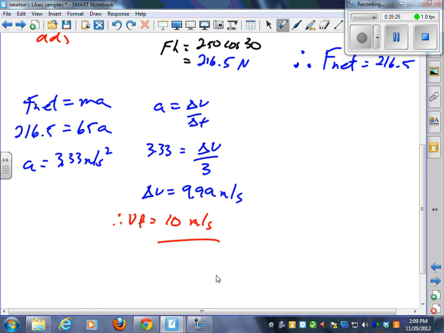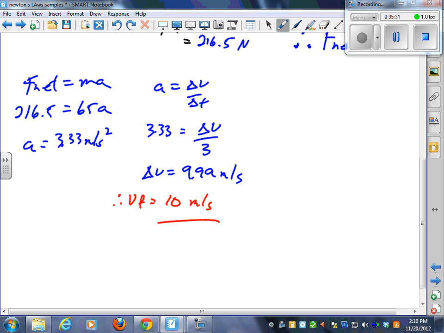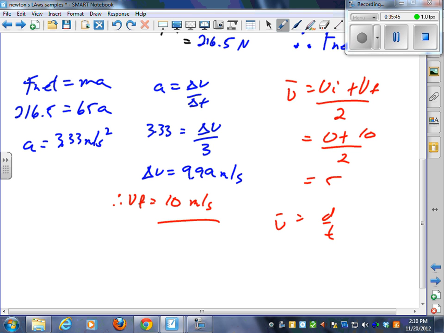Okay. So I've solved for final velocity. I need to solve for distance traveled. The only way to get to distance is through average. Right? And once you got the average, then you can get the distance.